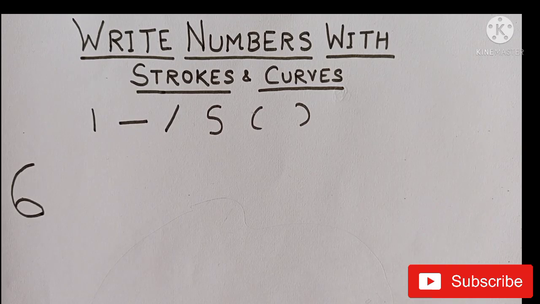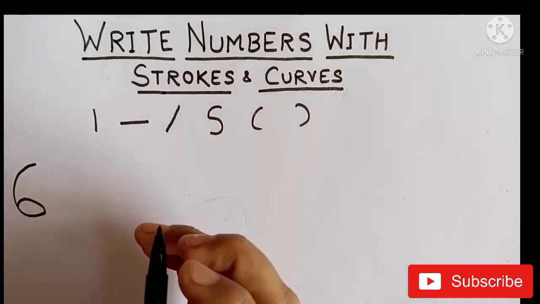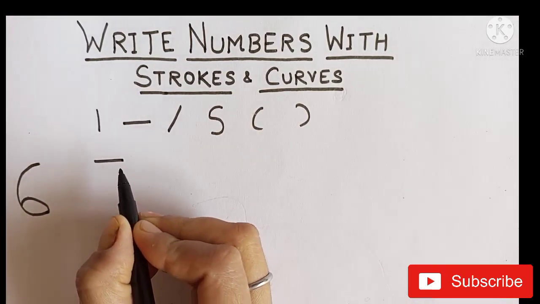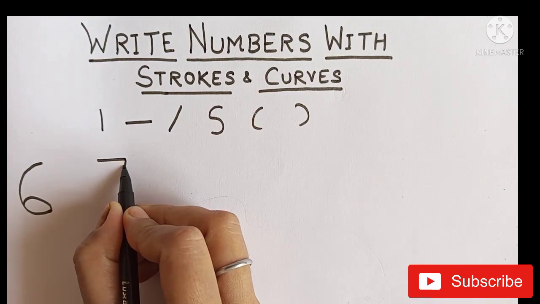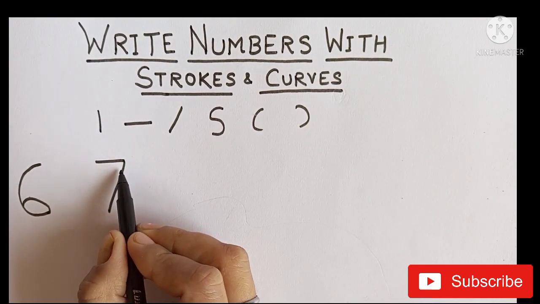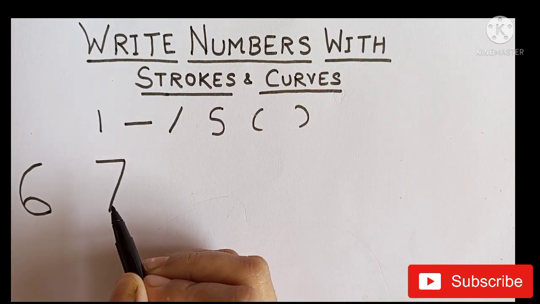Now, number 7. To make number 7, you have to use first sleeping line and slanting line. Sleeping line and slanting line. This is number 7.